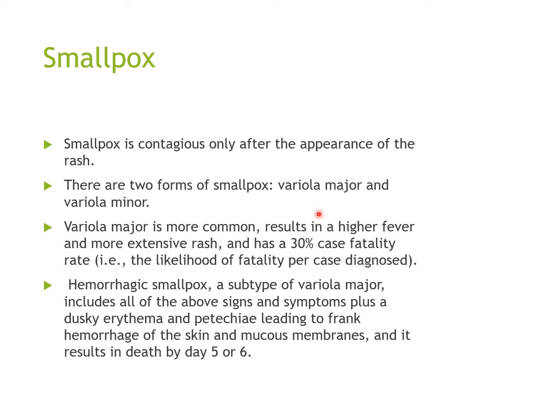And there are 2 forms of smallpox, which I don't need you to memorize at all either. Apparently variola major is more common, and with this one you get a higher fever and more extensive rash. Then you have a hemorrhagic smallpox, a subtype of variola major. You get all of the signs and symptoms in the previous one, but you also get a dusky erythema and petechiae, leading to frank hemorrhage of the skin and mucous membranes. So that's what's going on with this one.